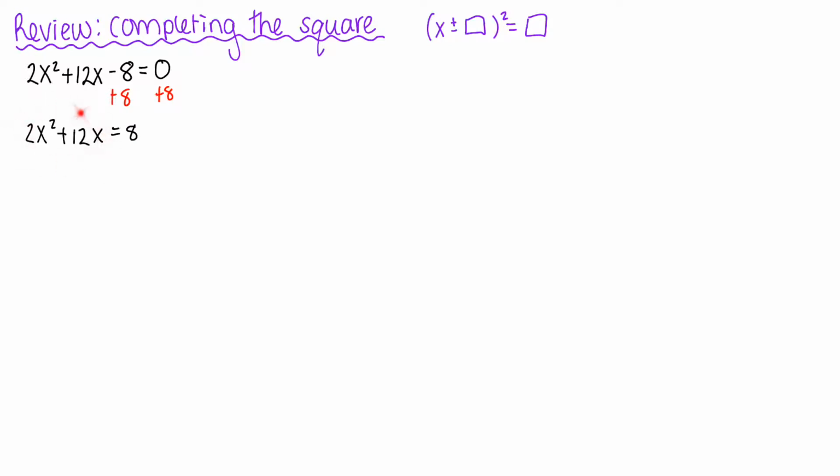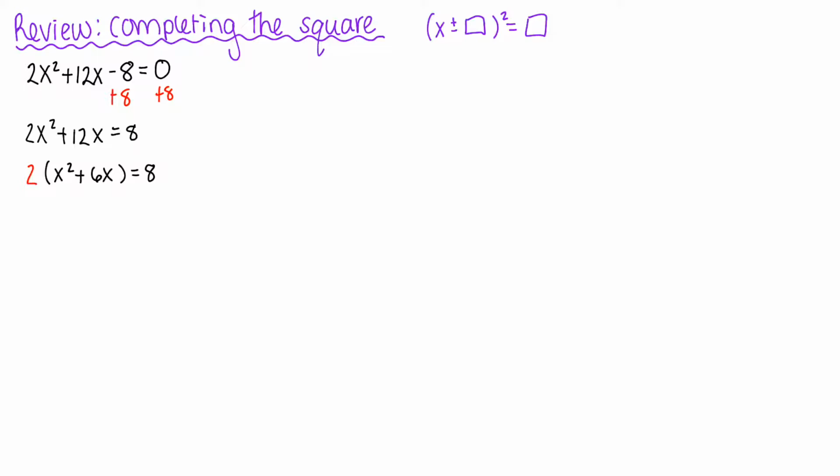Now, with what's left on your left-hand side, you should have just x's here. You want to factor out whatever this leading coefficient is. So in our case, there's a leading coefficient of 2, so I'm going to factor the 2 out. If I factor the 2 out, I get 2 times x squared plus 6x is equal to 8.